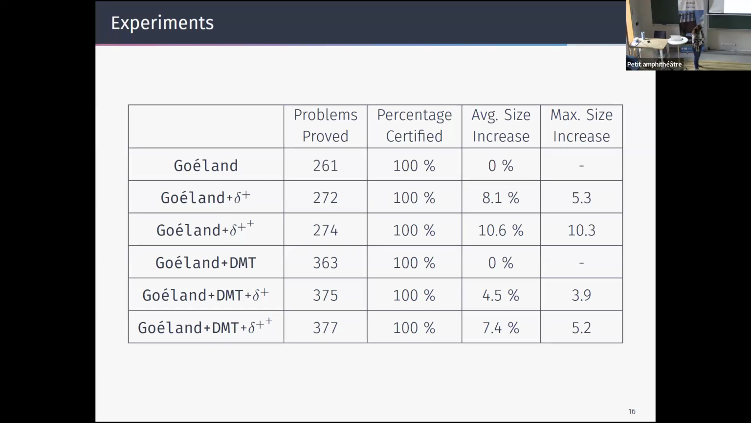I believe the biggest one here is here. So with Goéland in delta plus plus, in the worst case in our benchmark, we have a proof that is 10 times bigger in the GS3 than in delta plus plus, but it's still way below the theoretical bound, and on average, results are quite low. So it was very good news for us, because it means that it's usable in practice.